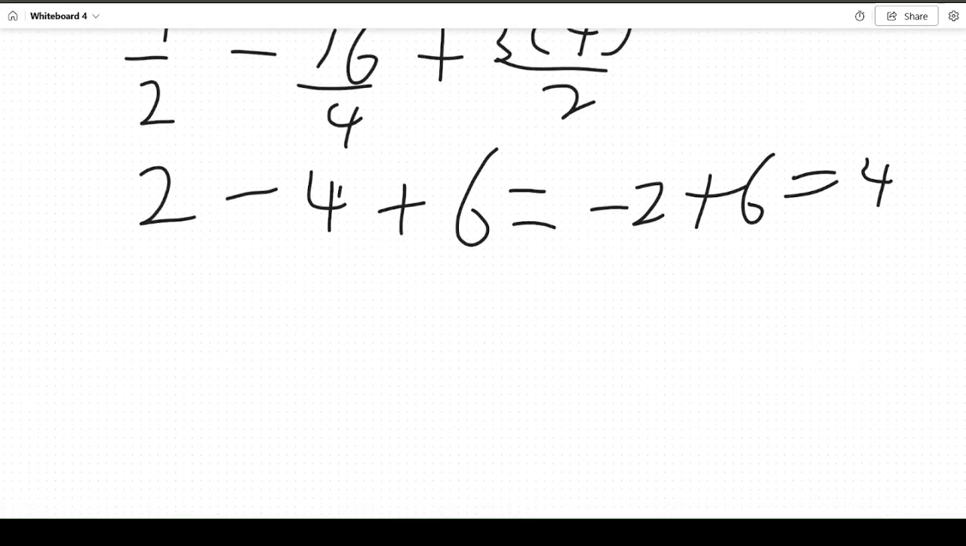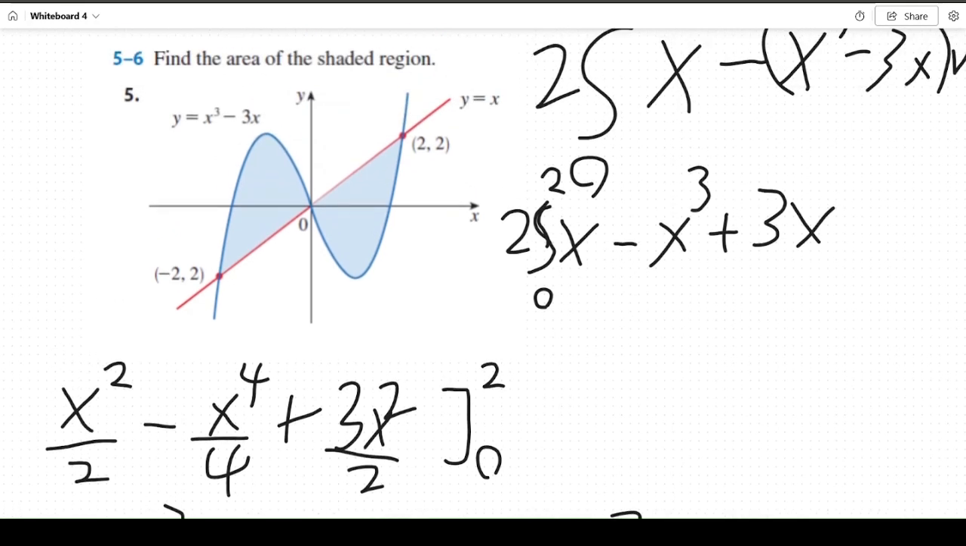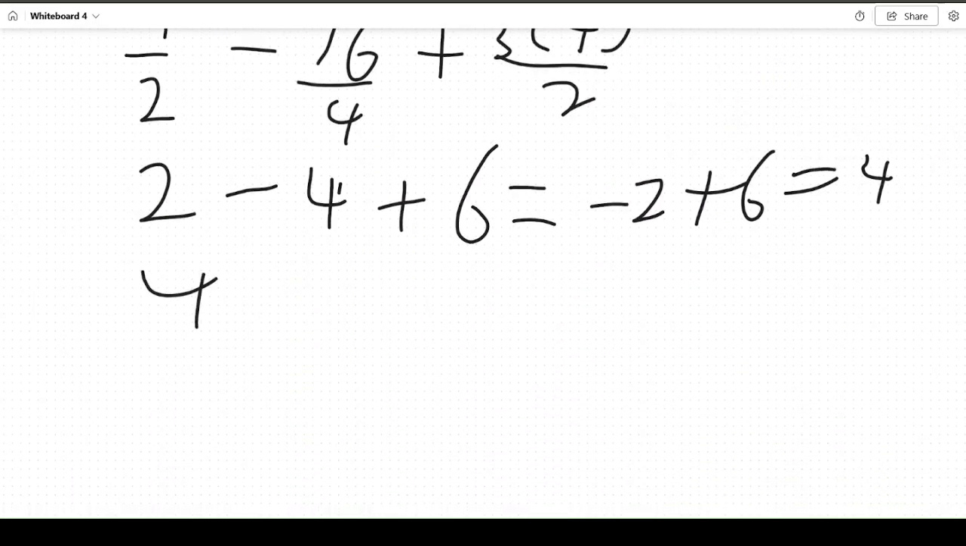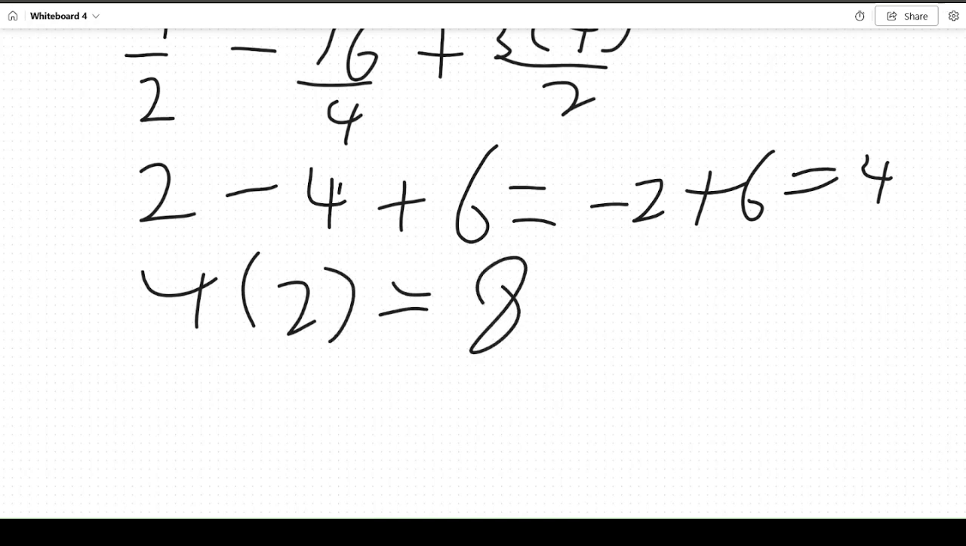But we're not done yet. We still have to multiply by 2, because this is symmetric. So 4 times 2 is 8, and this is our final answer.